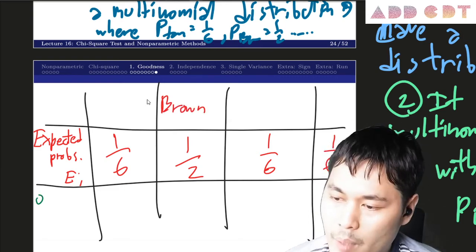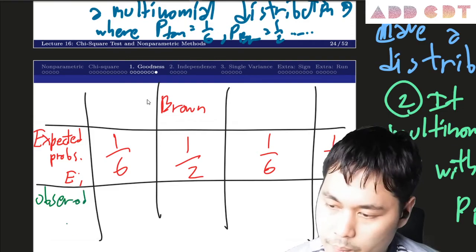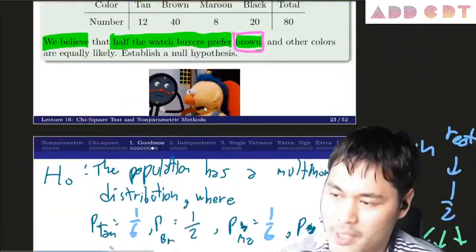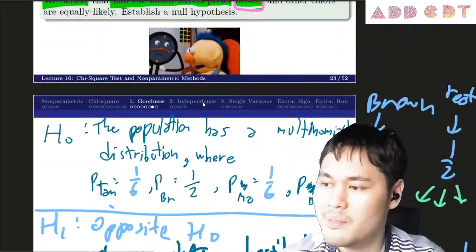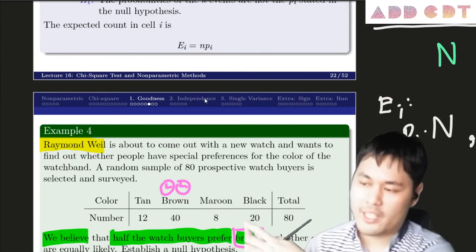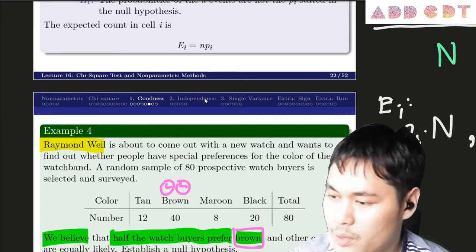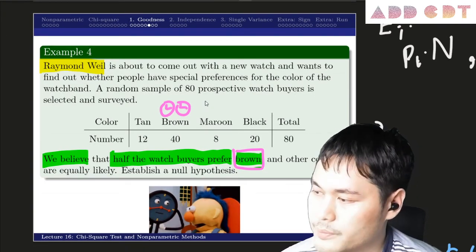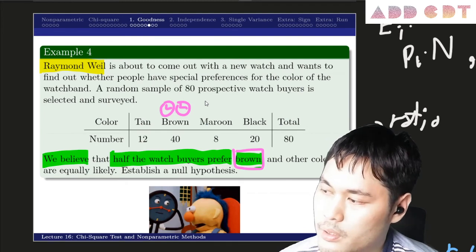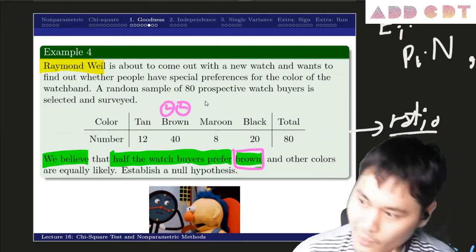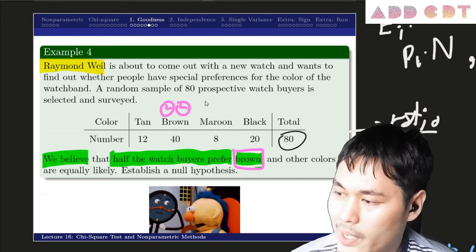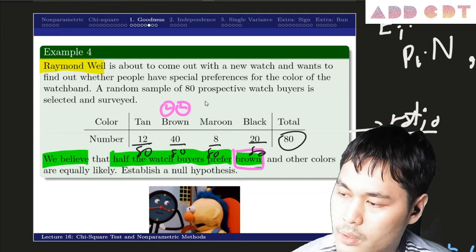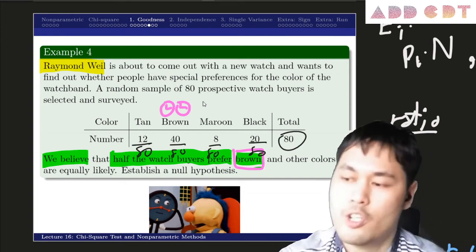And what we have observed from the survey, O_i, is different. We have 1/2, 1/6 here, but now we have whole numbers: 12, 40, 8, 20. That means we have to first convert those numbers into the ratio, or the probability. To do that, we just simply divide the whole thing by 80, so we can get the proportion.